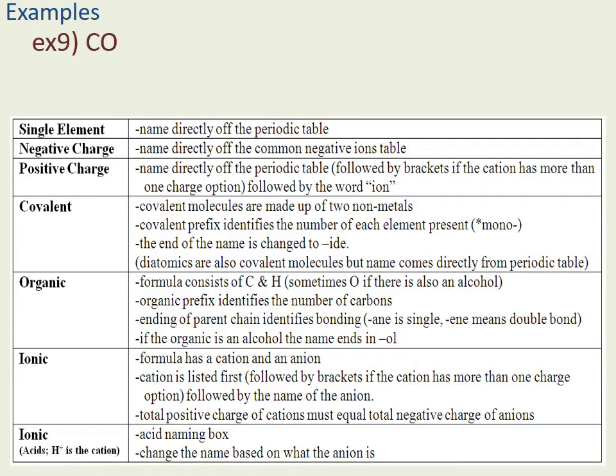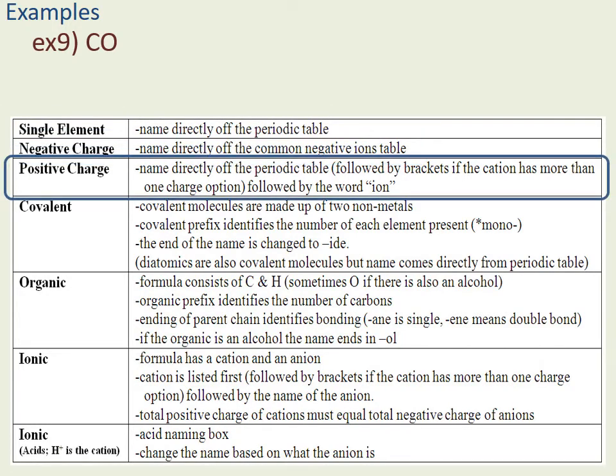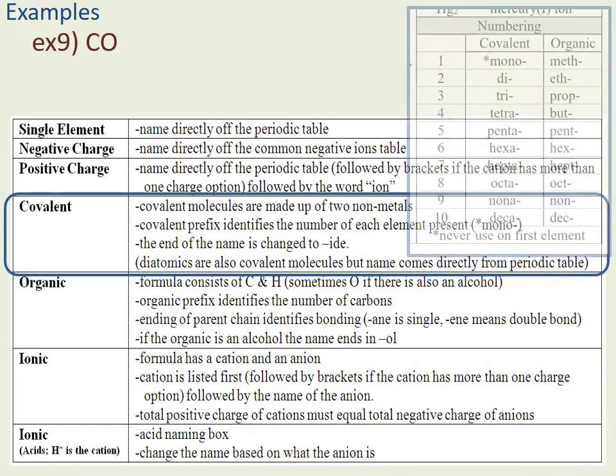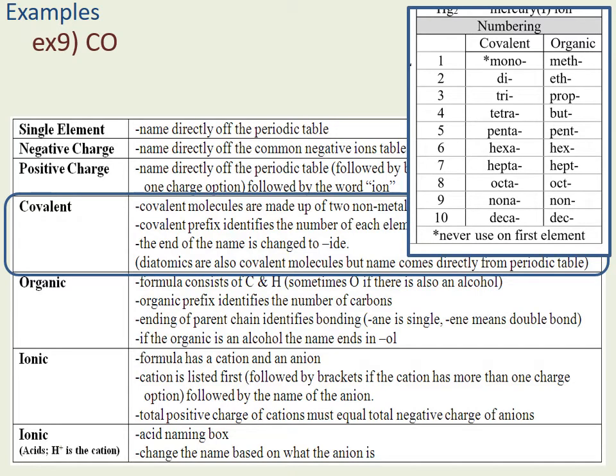Example 9, CO. Again, I have two elements here, carbon and oxygen, so it's not a single element, nor do we have a negative or positive charge. It is a covalent molecule because it is made up of two nonmetals. So I will need to use my covalent prefix data table. I have one carbon and one oxygen, so I'm using the prefix of mono.